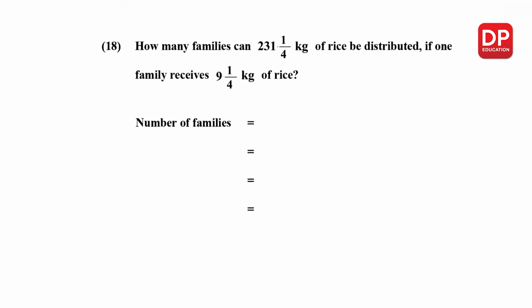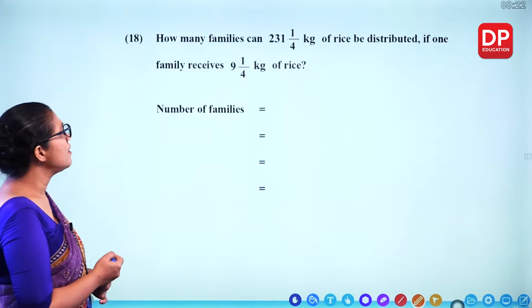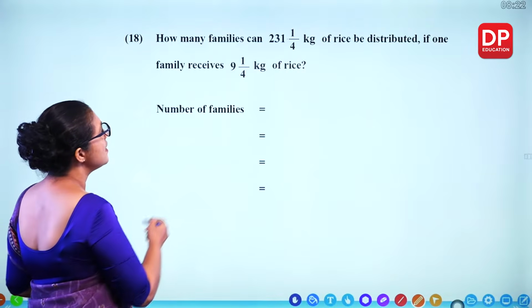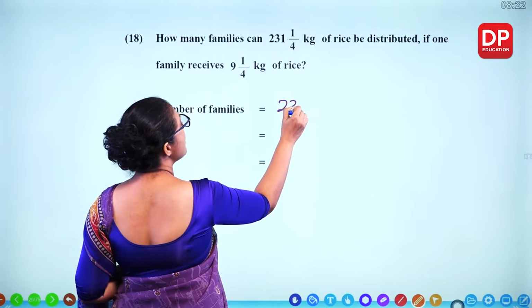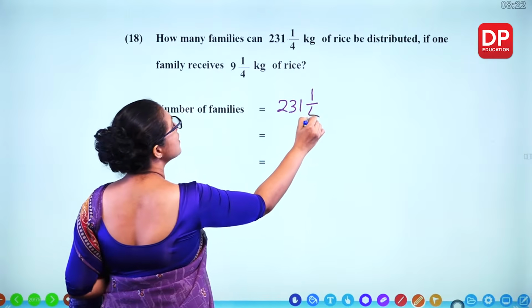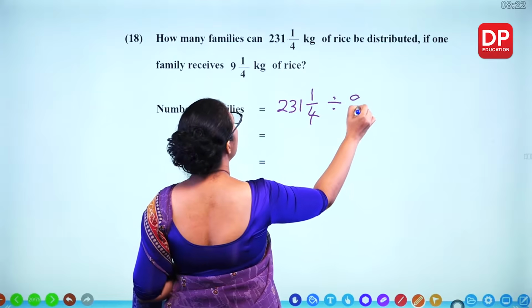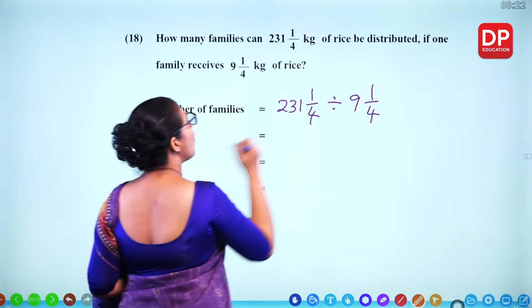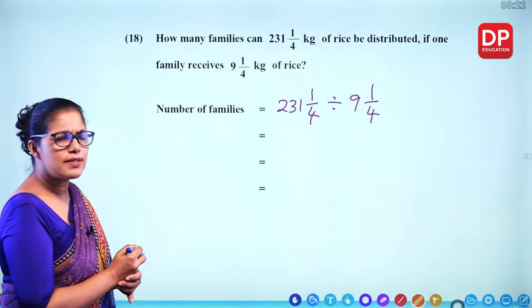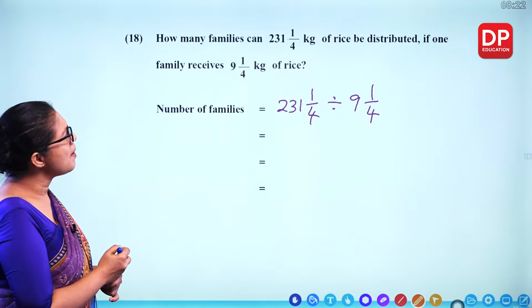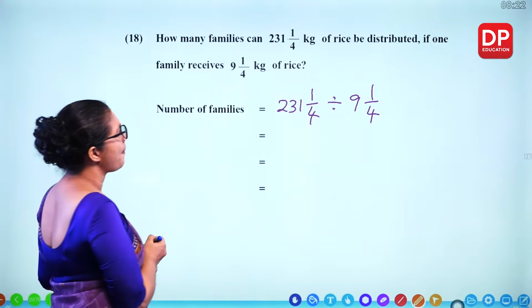How many families can 231/4 kilos of rice be distributed if one family receives 9/4 kilograms of rice? So again, to find out the number of families, you are dividing 231/4 divided by 9/4. So this is again a mixed number divided by a mixed number.